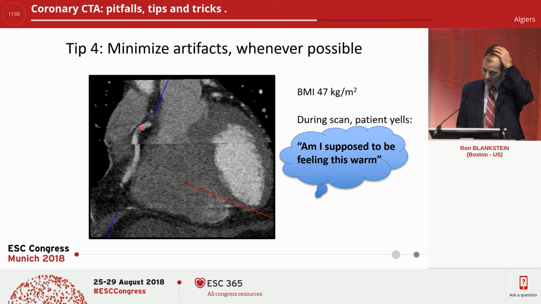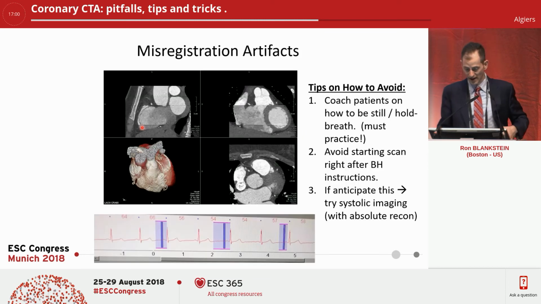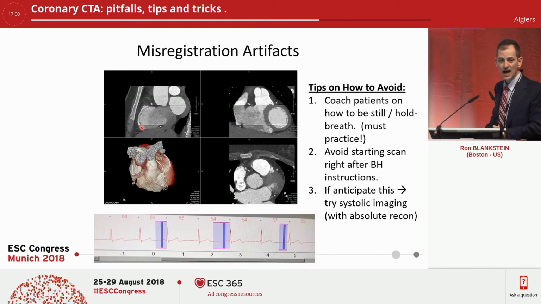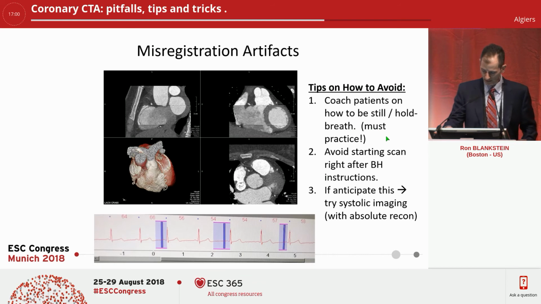So this is an example of a misregistration, also known as a stair-step artifact. And there are different etiologies for this, and I think we are seeing this more, at least with some scanners. As the scanners have gotten faster, we may be seeing this even more. Number one is we have to coach our patients on how to be still and hold their breath, and we have to practice that with every patient at the scanner. Number two is, here's the heart rate here. This was a fairly low heart rate. This patient actually got beta blockers.